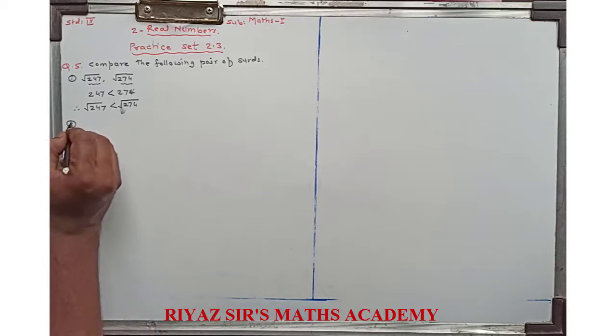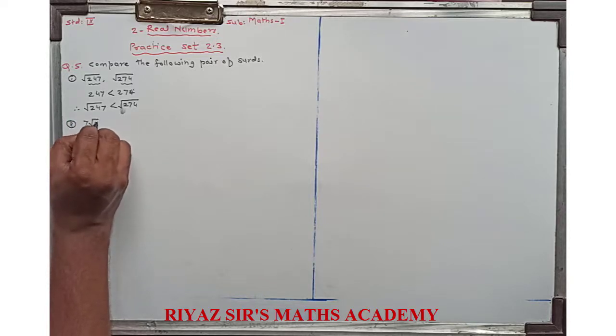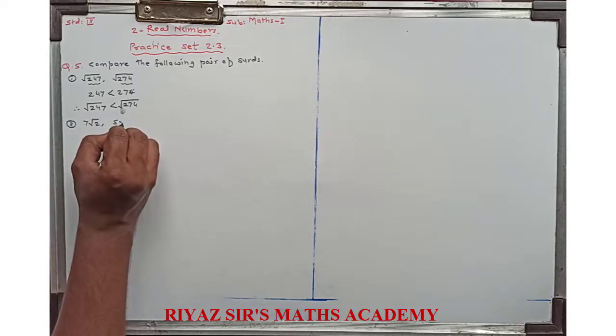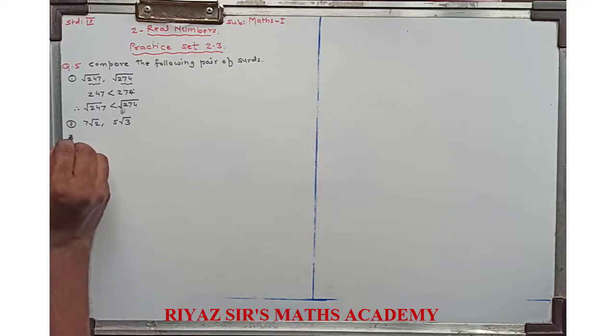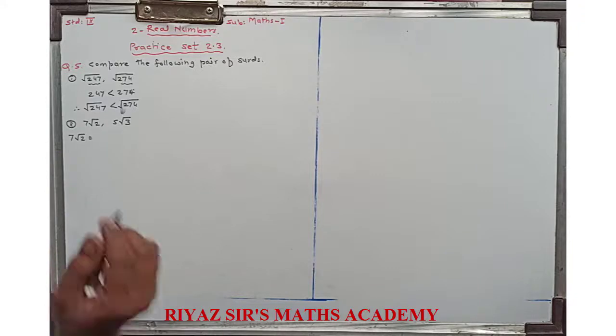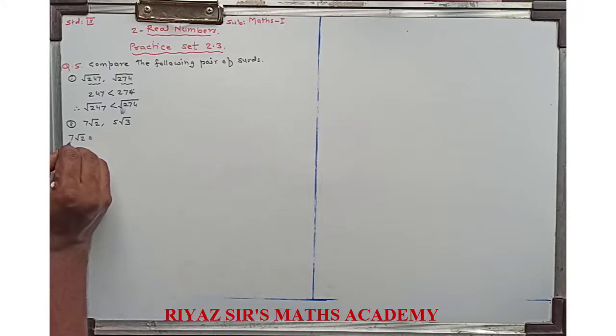Now consider the second example as 7 root 2 and 5 root 3. Just compare these two surds. So first number we consider as 7 root 2. First we have to remove the coefficient. Yes, a coefficient is given here. 7 is the coefficient for this surd, 7 root 2. So first we have to remove this 7 from here.